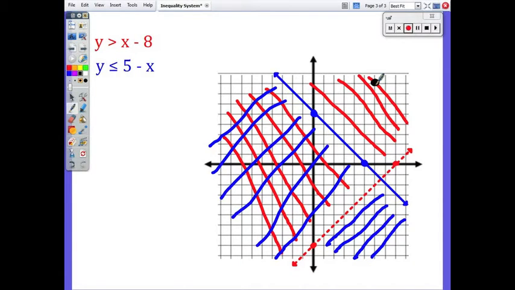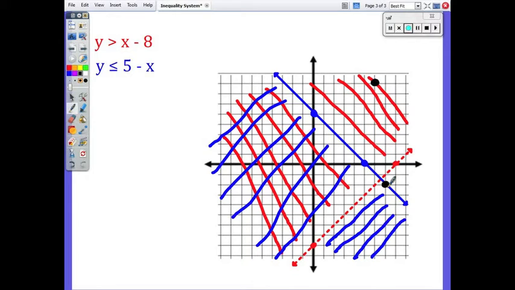Same goes for the point 6, negative 2. If we were to look at 6, negative 2 for the equation y is less than or equal to 5 minus x, we'd have a point that lays here right on our line. So that would be a solution to y is less than or equal to 5 minus x, but it would not be a solution to the entire system.